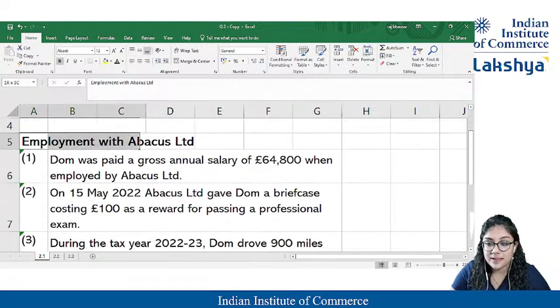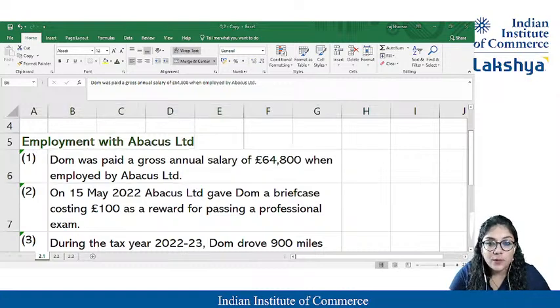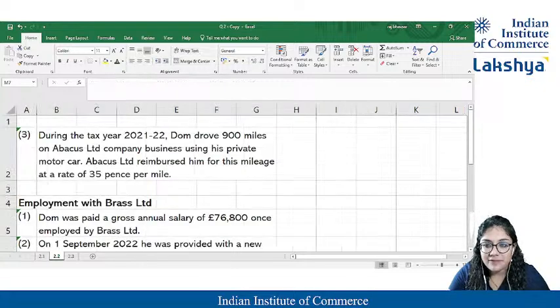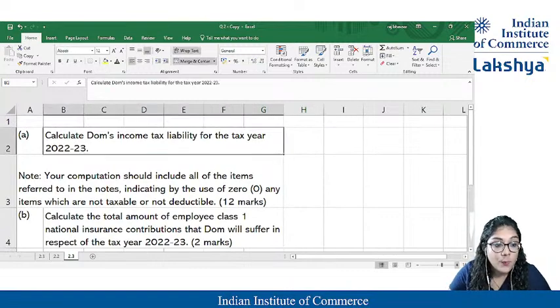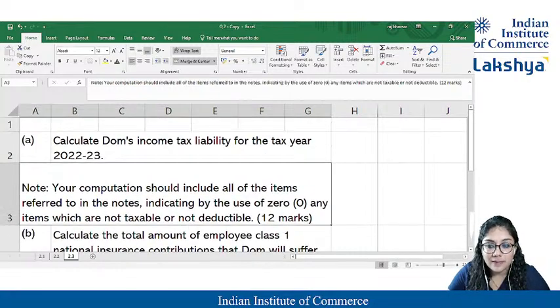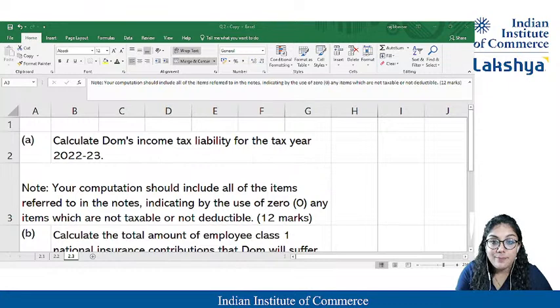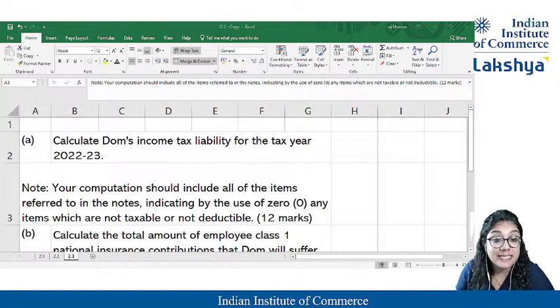For employment with Abacus, they have provided how much salary he would have got, everything is given. Something is given about Abacus, something about Brass. Let us first understand the requirements. Calculate Dom's income tax liability for the taxable year. We have to calculate his salary, whatever he has earned, his total income and total tax liability on that, whether he is getting any benefits, allowances, or reliefs.